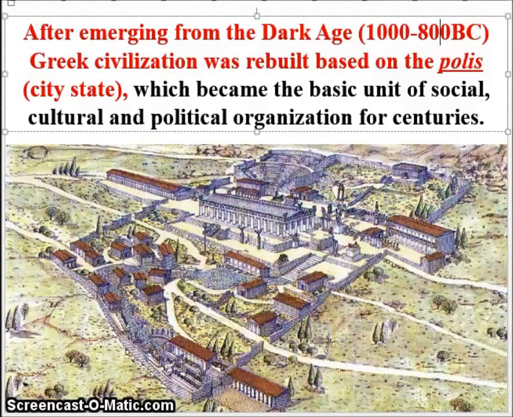So the polis itself is the key building block, based on the notion of citizenship that broadens out the possibility of political participation for many, many more people than could have hoped to participate during the earlier Mycenaean period.